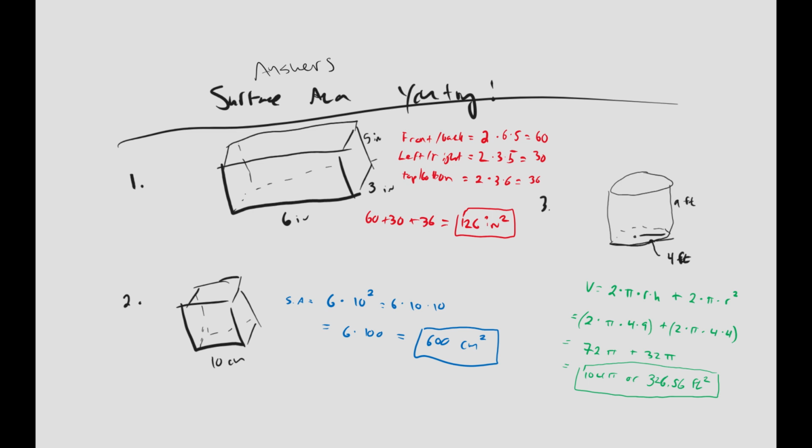For the cube, it's a 10 centimeter side. We're going to do 6 times the side squared. So 6 times 10 squared, 6 times 100 is 600 square centimeters. And lastly, we got the cylinder surface area, which is 2 times pi times r times h plus 2 times pi times r squared, 2 times pi times 4 times 9, plus 2 times pi times 4 times 4, 72 pi plus 32 pi, which makes 104 pi, or 326.56 square feet.